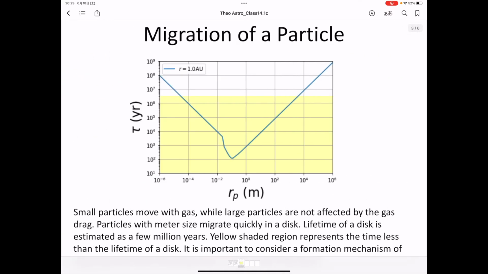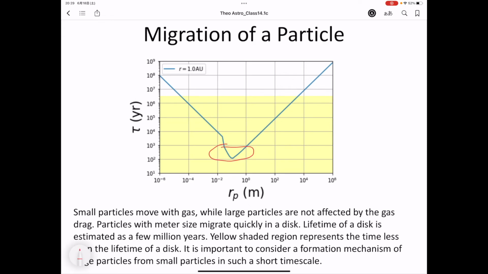Then, if you sum up all the information, this is the migration timescale of a particle from 1 micrometer to 1 million meters, so a 1,000 kilometer particle. We only consider the migration timescale for particles at R equals 1 AU. Small particles move with gas, while large particles are not affected by the gas drag significantly. Particles with a meter size migrate quickly in a disk in 100 to 1000 years.